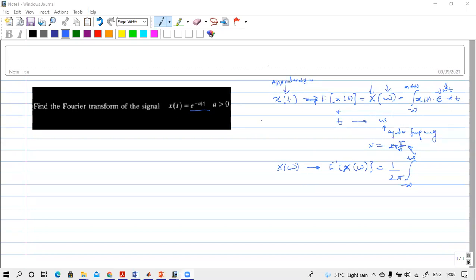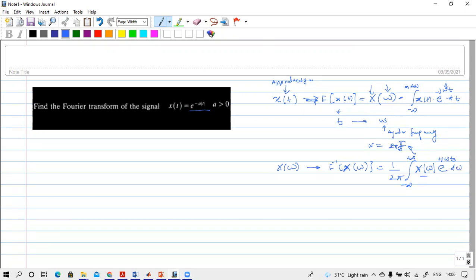So you have this, again back to time transformation. That is, you have to integrate this X omega, this is the frequency domain signal, times e to the j omega t. This should be plus j omega t. No, it is with omega.